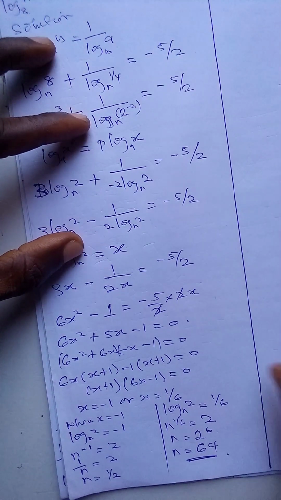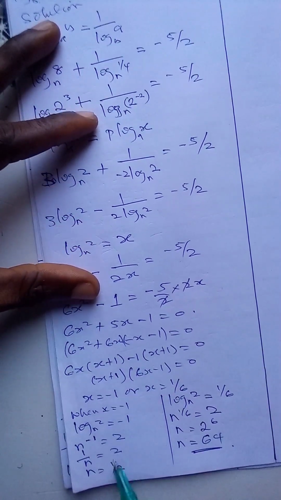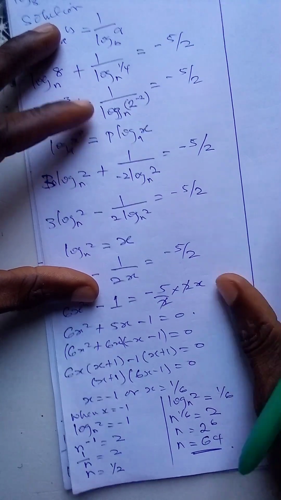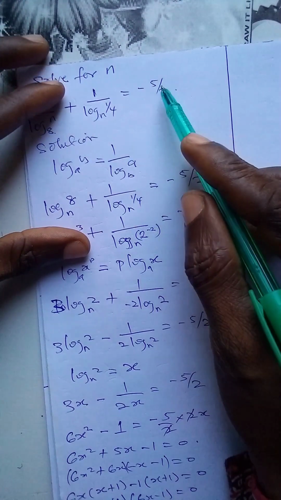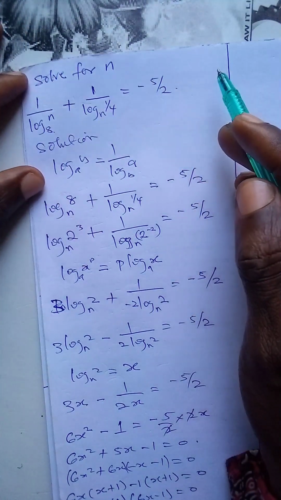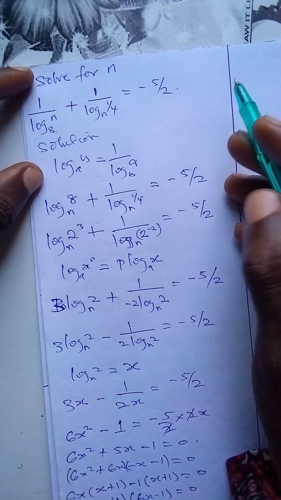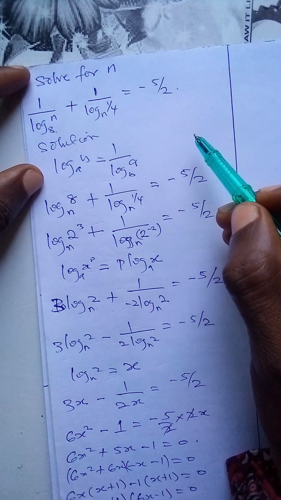If we now back substitute the values of n, which are 1 over 2 and 64, into the original equation, we'll have minus 5 over 2. I would like you to do that and then leave your comments in the comment section.